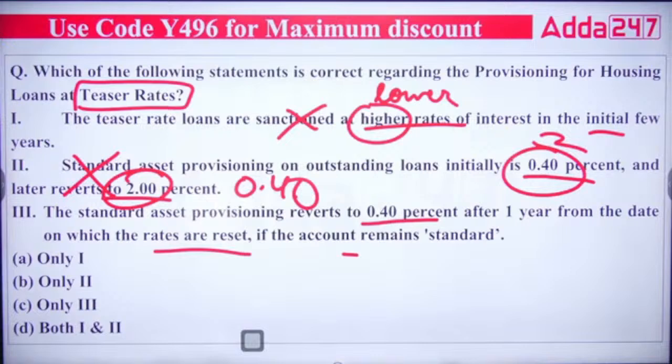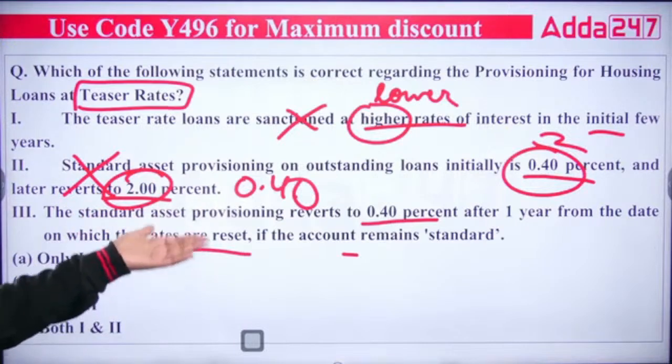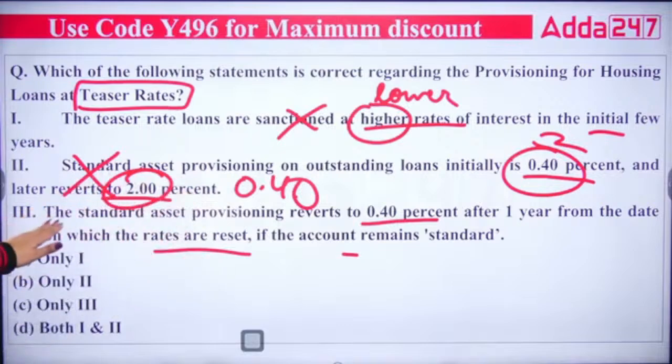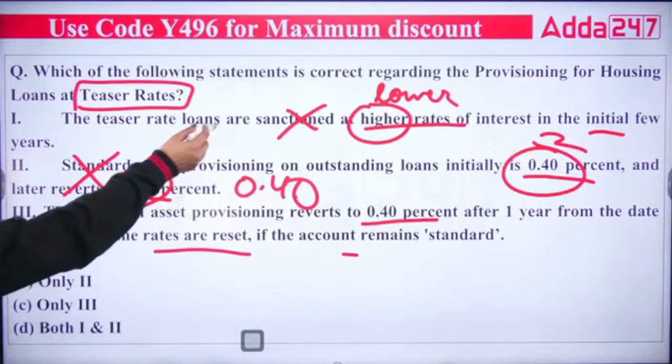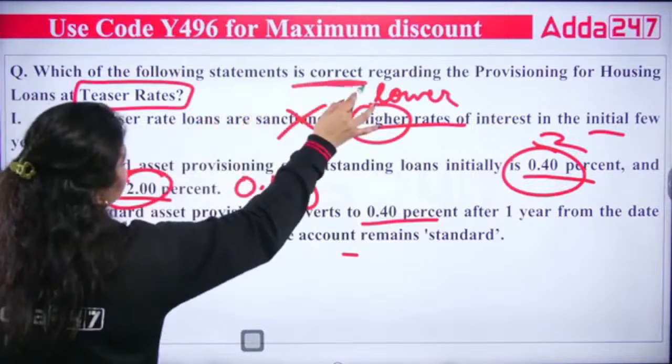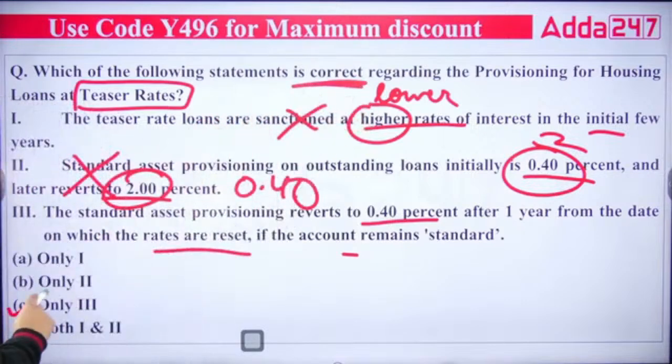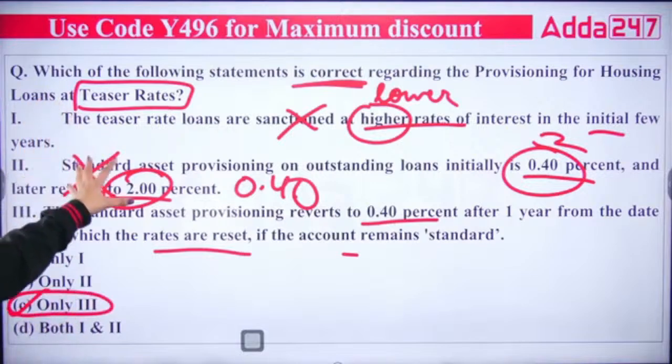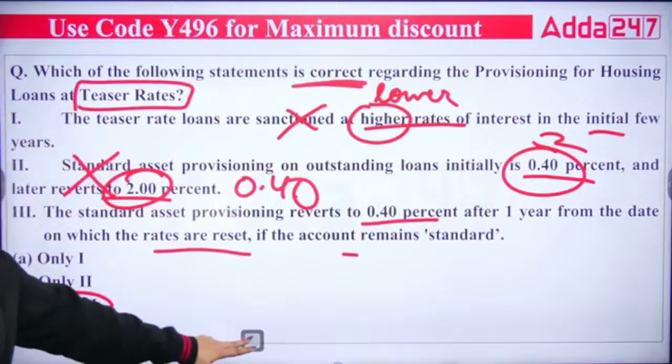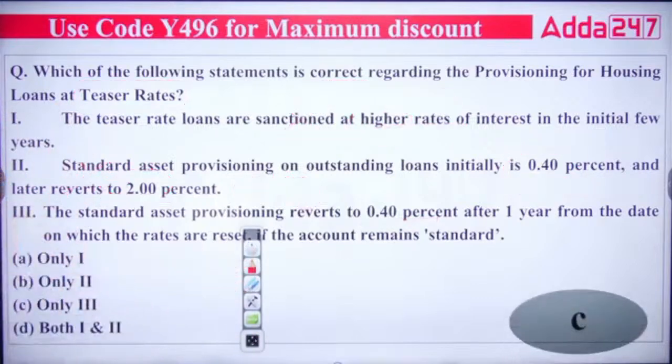The third is saying the standard asset provisioning reverts to 0.40% after 1 year from the date on which the rates were reset, if the account remains standard. Standard means the account is regularly getting the payment. It means the correct option regarding the provisioning for housing loan at teaser rate is only C. It means only the third option. First and second are wrong, and why they are wrong I have explained, and the right answer will be your C.